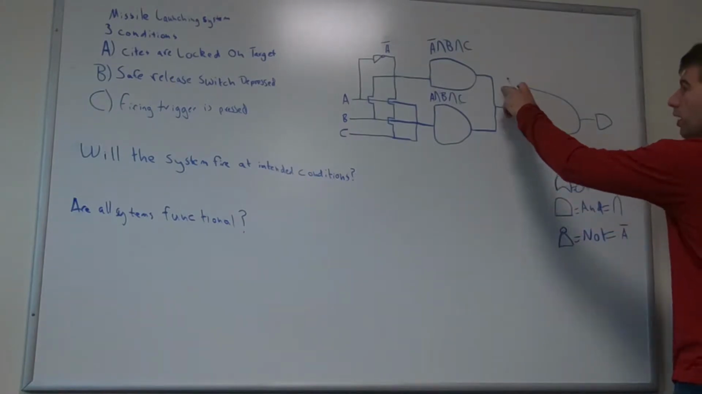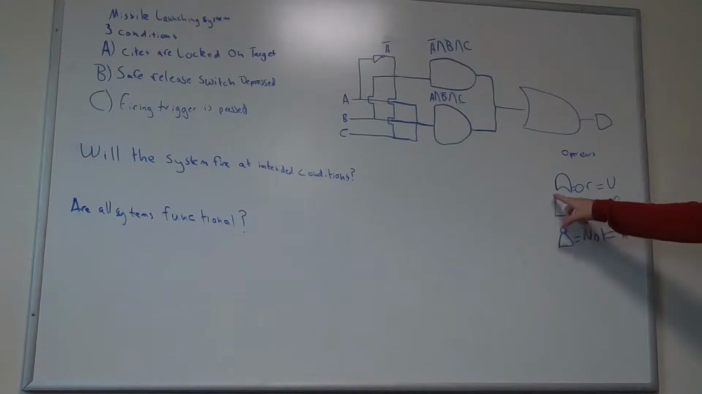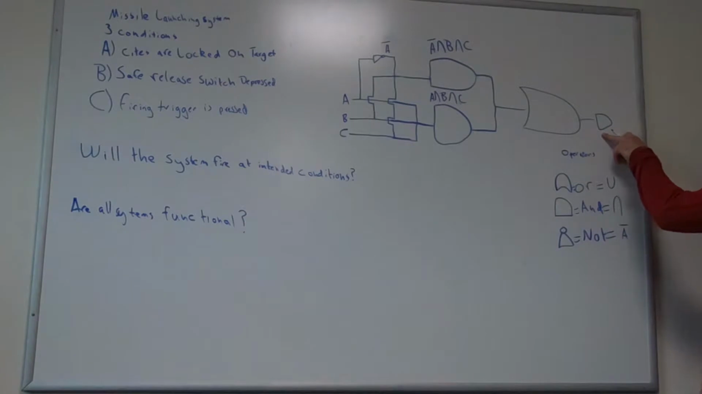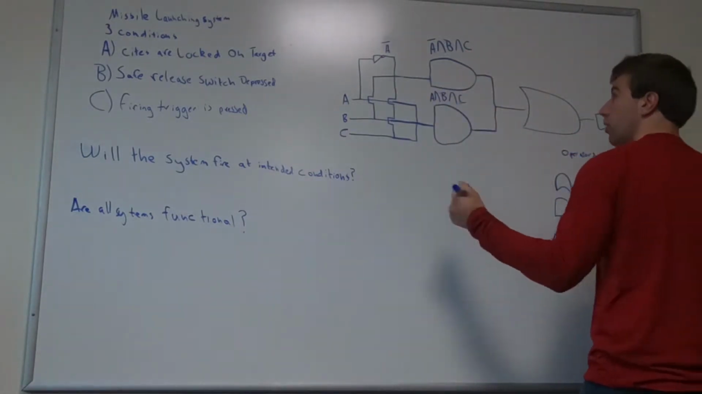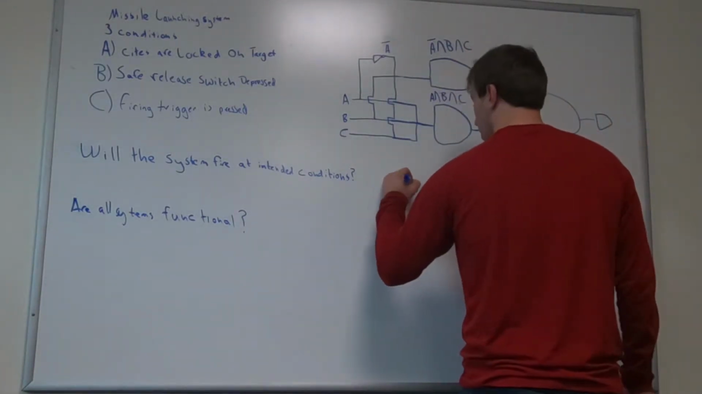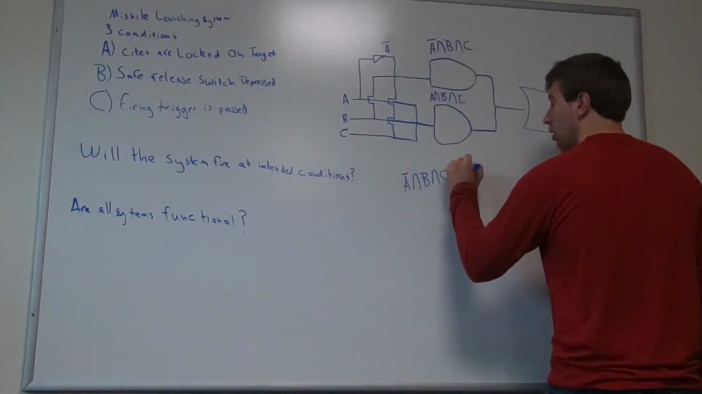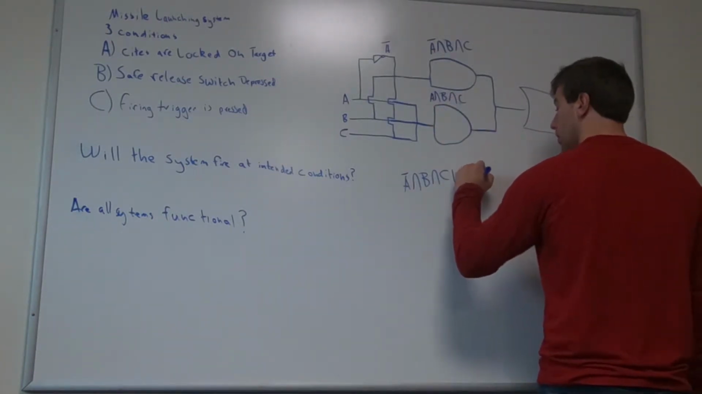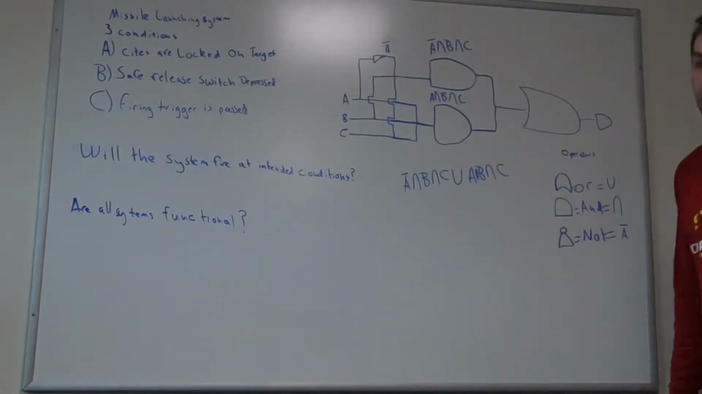So now we have this part solved and this part solved, but we have another operator here. This operator is the OR, which is union. And then this is D. It almost looks like another operator, but it's not. This is our final output. So we add these two together, and we get A NOT intersection B intersection C union A intersection B intersection C. So that's what our final output looks like.